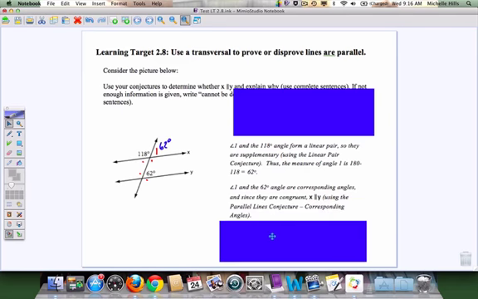I'm using the parallel lines conjecture and specifically the corresponding angles part of it. So not just the parallel lines conjecture, but the corresponding angles part. I need both of these pieces, and I need to word them fairly carefully to actually do this proof.